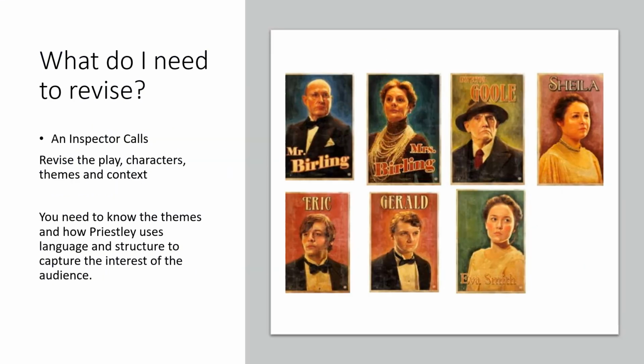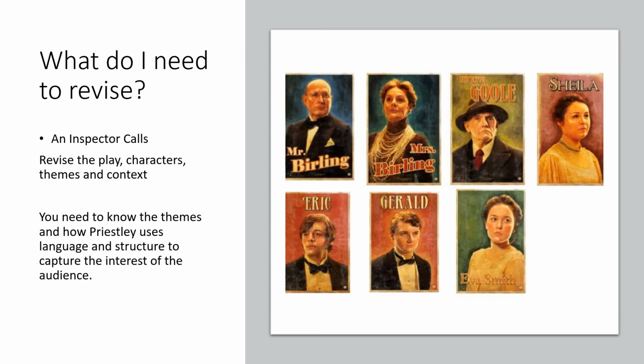To revise for Section B, An Inspector Calls, you will need to revise the play, what happens, to who and when. You will also need to revise the characters, what they do, how they treat other people, and their role in the death of Eva Smith. You will need to revise the themes and the context. You need to know when the play was written, when the play was set, and what affected people in that time period. You need to know the themes and how Priestley uses language and structure to capture the interest of the audience.